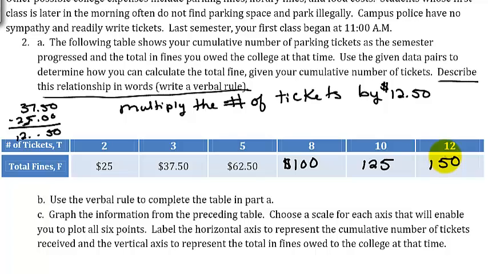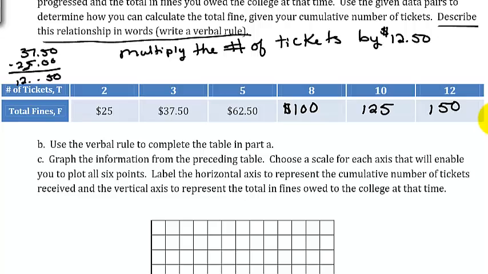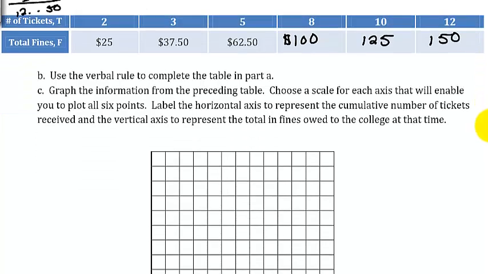Use the verbal rule to complete the table in Part A, so we already did that. Graph the information from the preceding table. Choose the scale for each axis that will enable you to plot all 6 points. Label the horizontal axes to represent the cumulative number of tickets received, and the vertical axes to represent the total in fines owed to the college at that time.